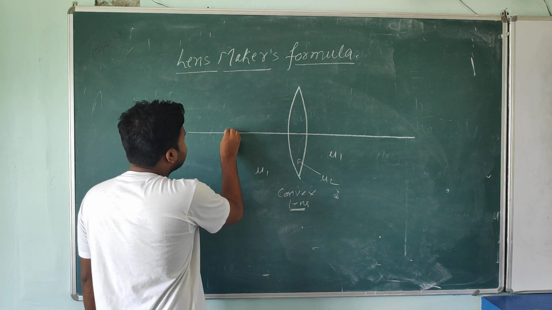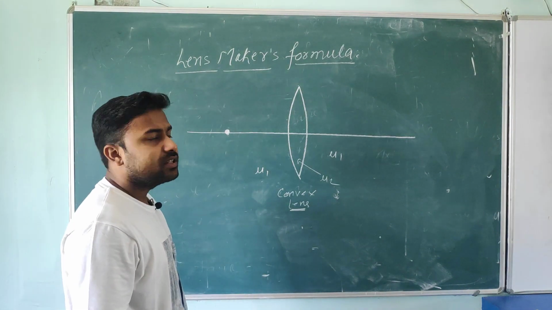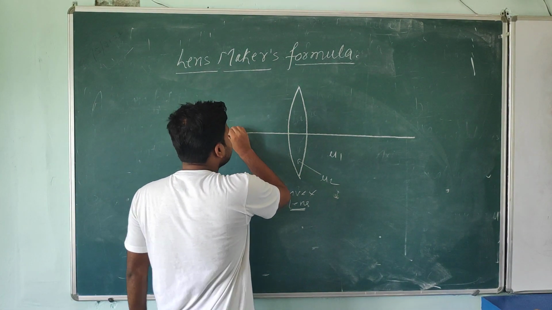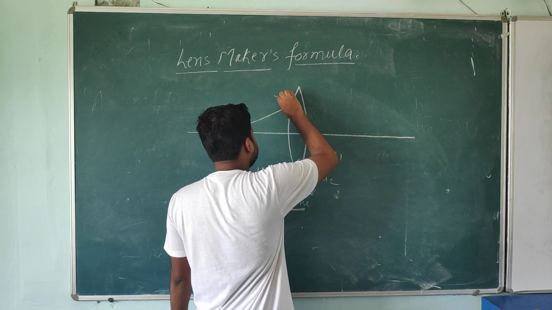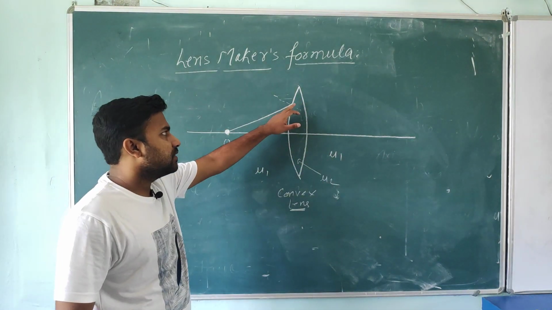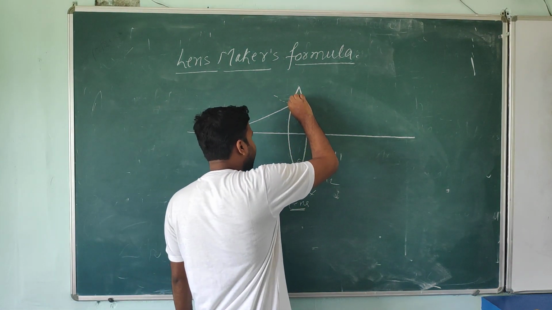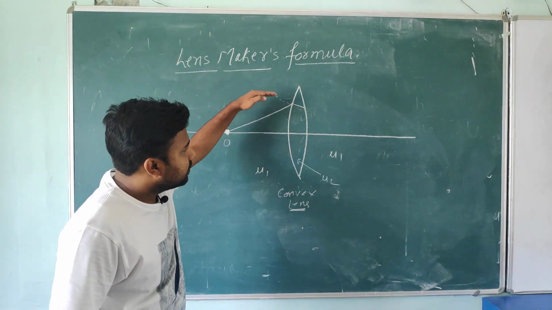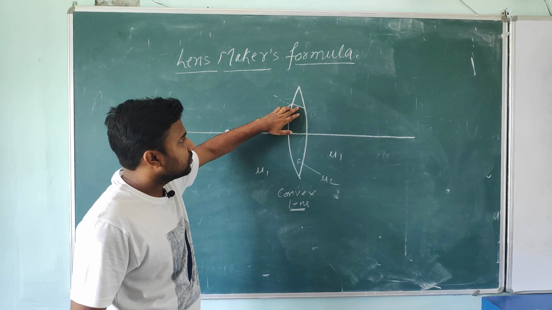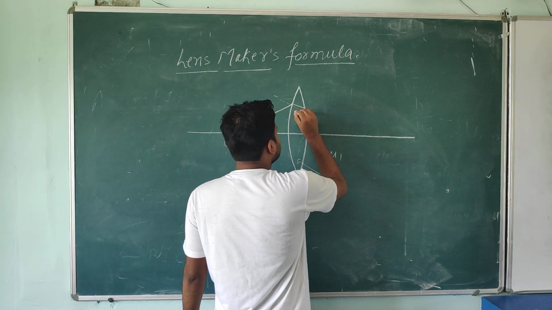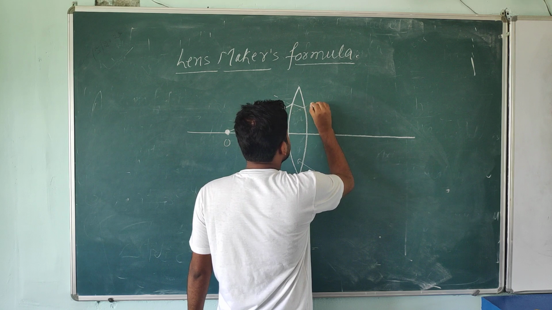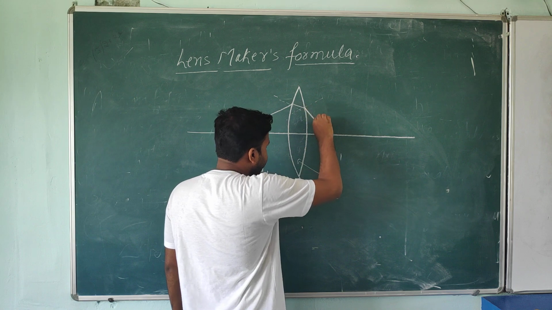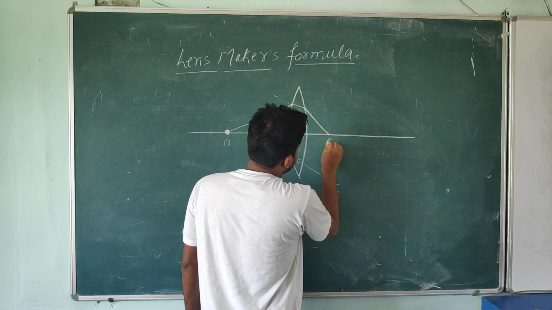And here we have a point object, and this point object is situated on the principal axis. Now the ray coming from this point object first refracts at this first surface. What will happen? It will tilt towards the normal drawn. This is the normal drawn here. Then when it refracts at the right surface, I am assuming this one is the left and this one is the right surface, it will go away from the normal. So here it will go away and here the image will form.